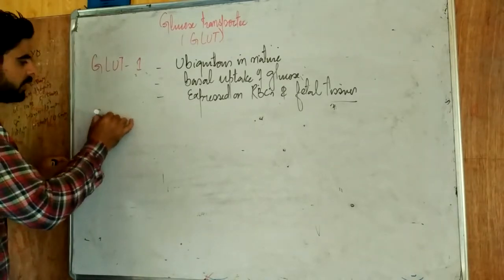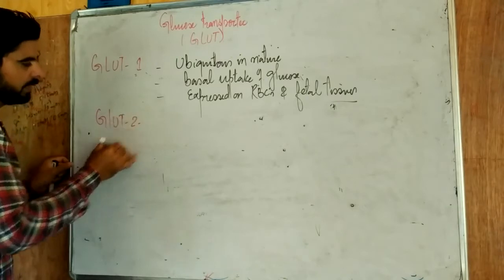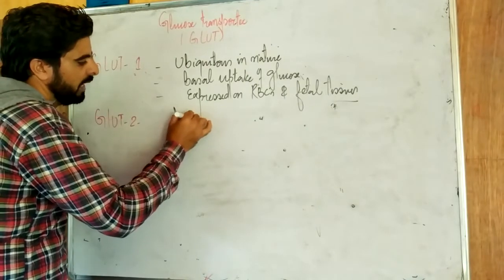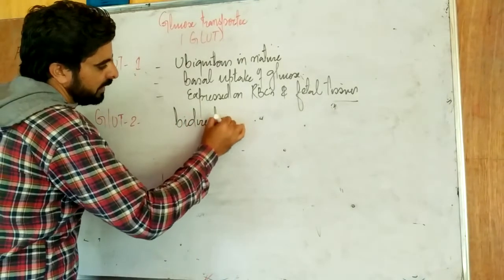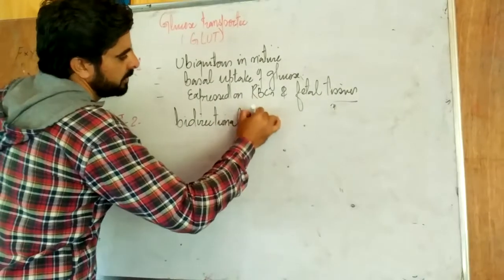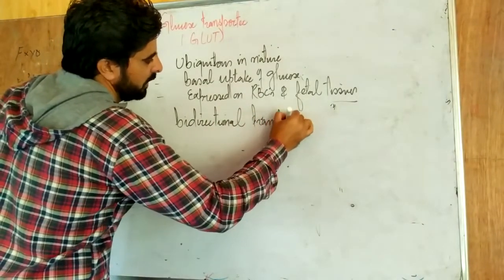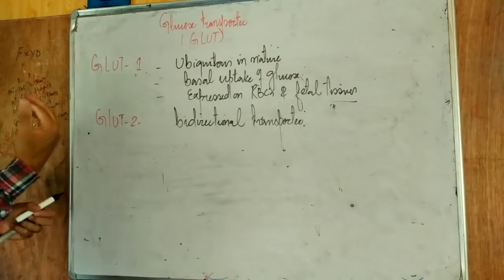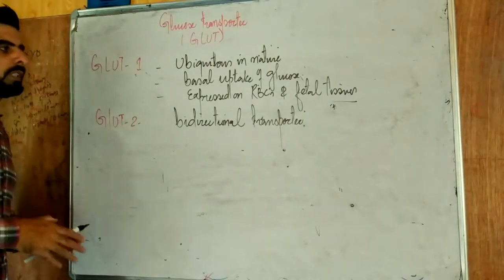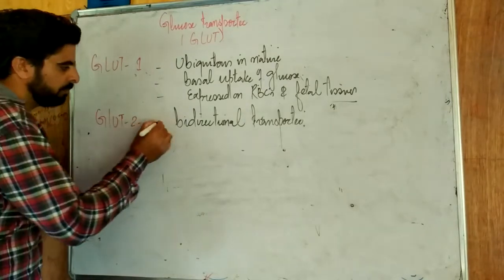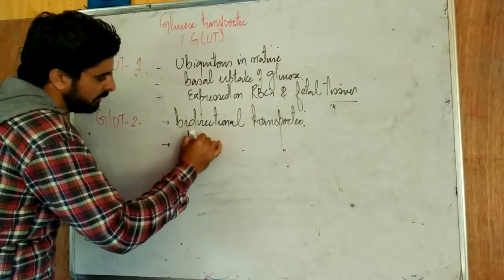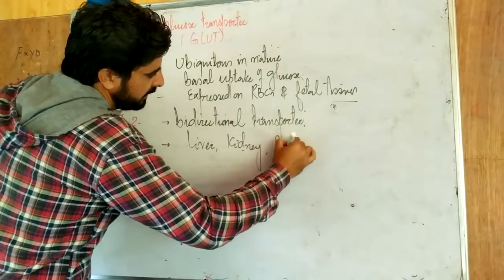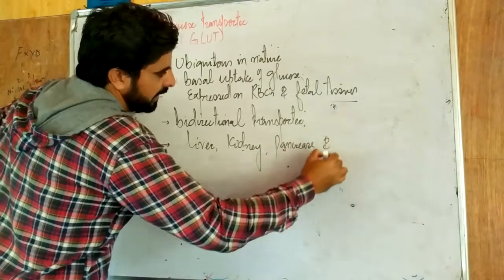Next one we have is GLUT 2. This GLUT 2 is showing bidirectional transport. It is a bidirectional transporter, that means it transports glucose in both directions, from the intracellular matrix to the extracellular matrix and from the extracellular matrix to the intracellular matrix. On the basis of that, we call it a bidirectional transporter. It is mainly expressed on liver, kidney, pancreas, and intestines.